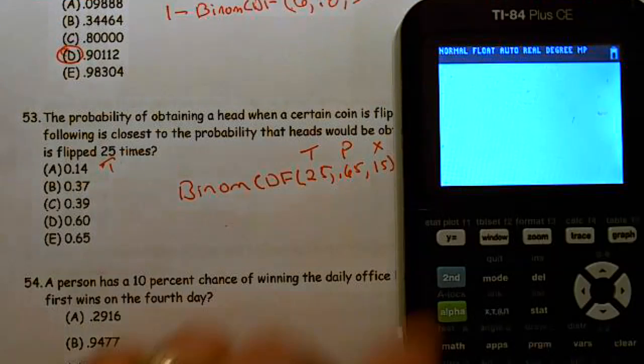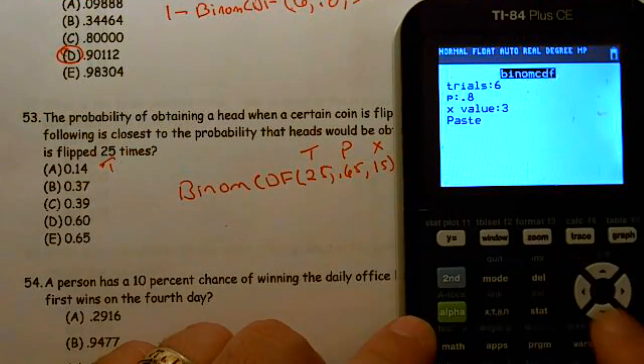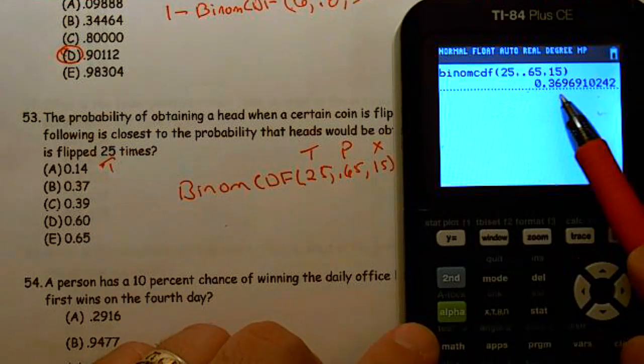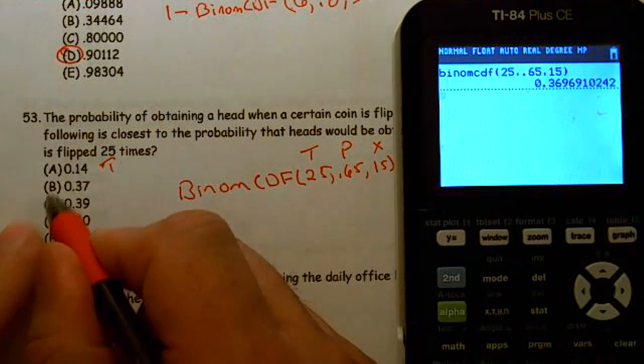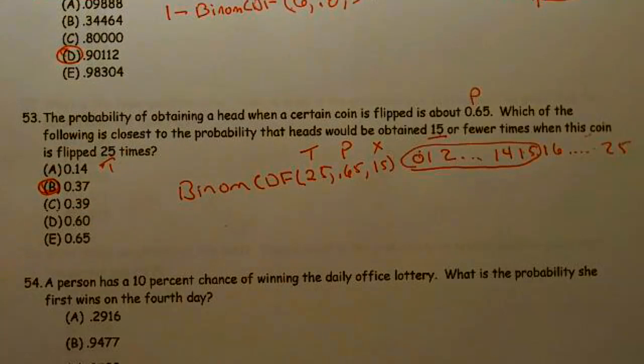So second vars, binomial CDF, trials, 25, probability, 0.65, X value, 15. And I end up getting 0.369, which is pretty close to 0.37. So 0.37 is my best answer. So we'll go ahead and circle letter B this time.